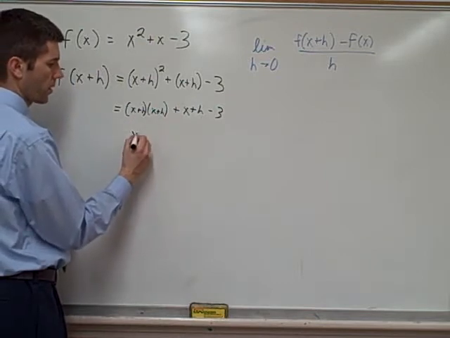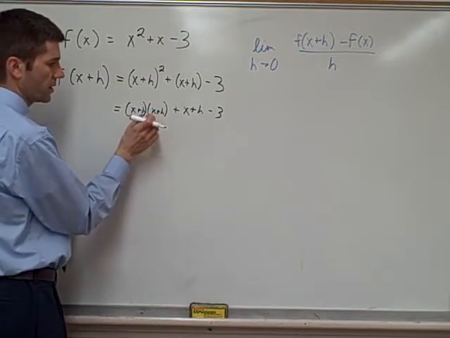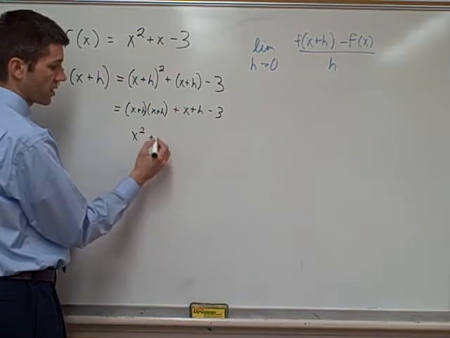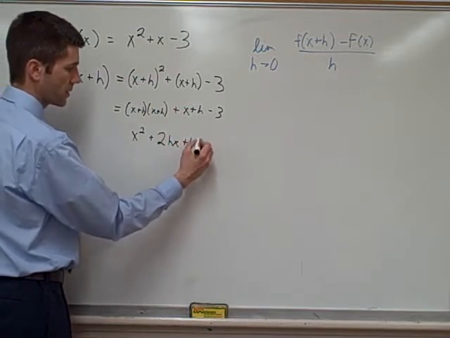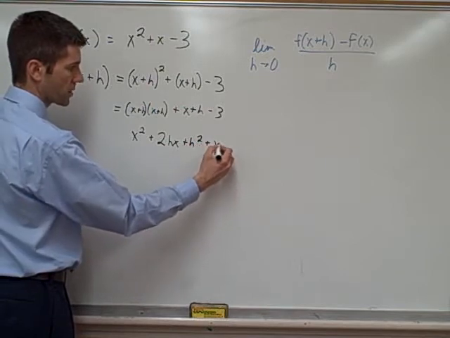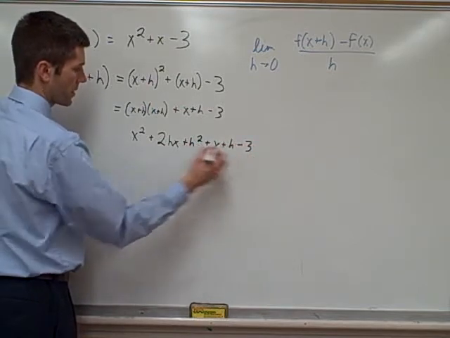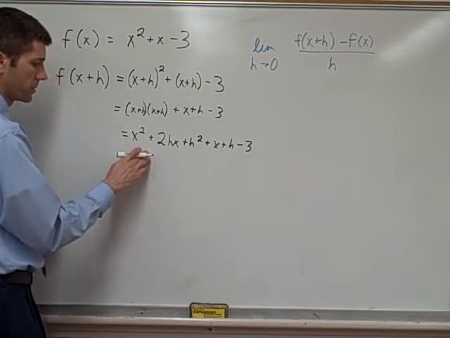First, outside, inside, that was hx and hx. That makes 2 of them. Last, plus x plus h minus 3. Okay.